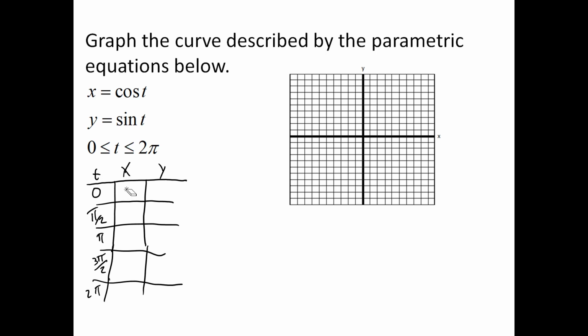Cosine of 0 is 1. Cosine of pi over 2 is 0. Cosine of pi is negative 1. Cosine of 3 pi over 2 is 0, and cosine of 2 pi is back to 1. For the sine function, sine of 0 is 0. Sine of pi over 2 is 1. Sine of pi is 0. Sine of 3 pi over 2 is negative 1. And sine of 2 pi is 0.